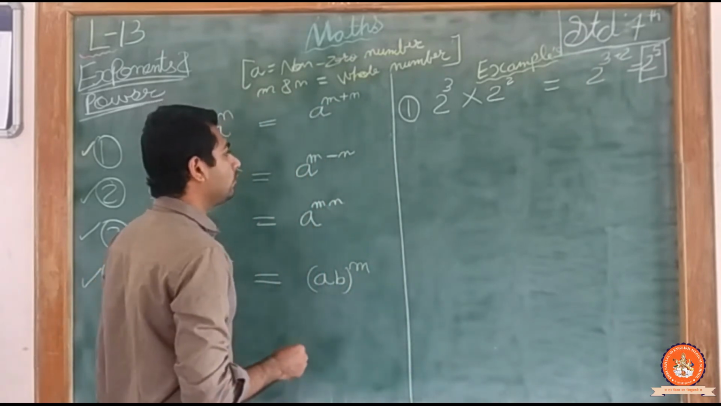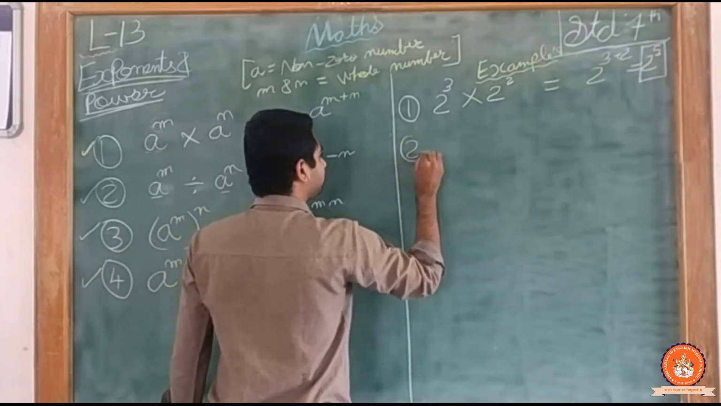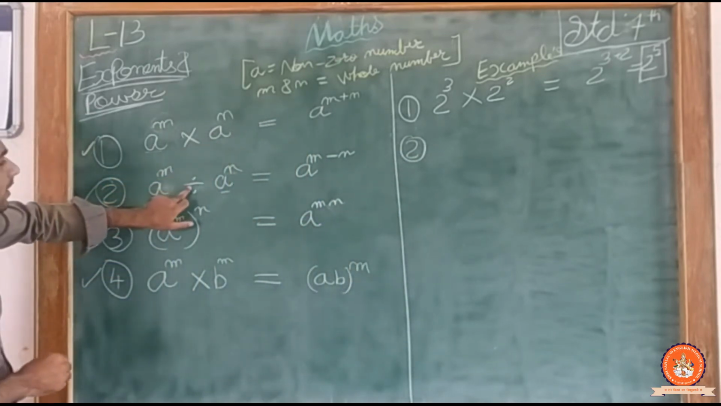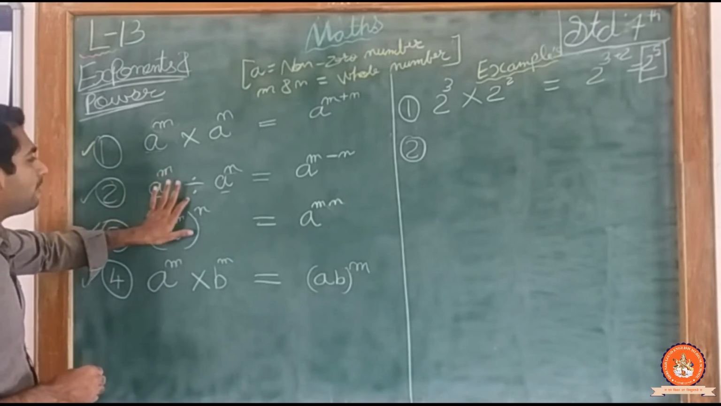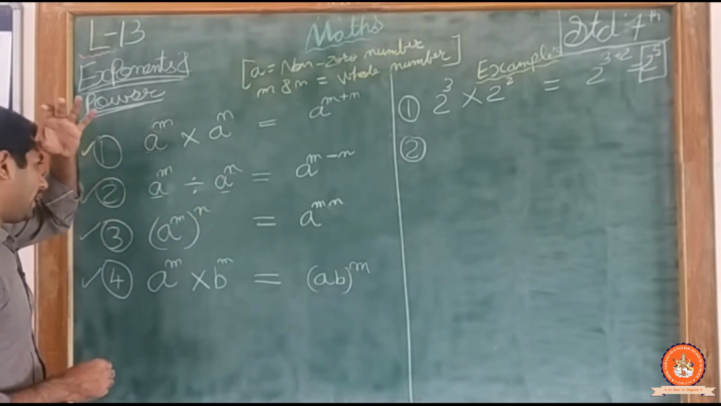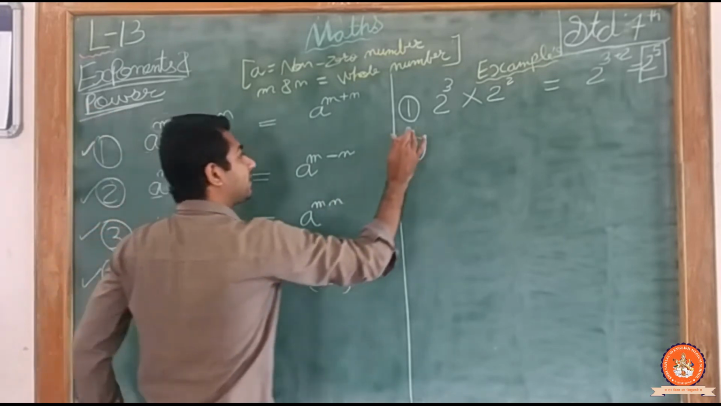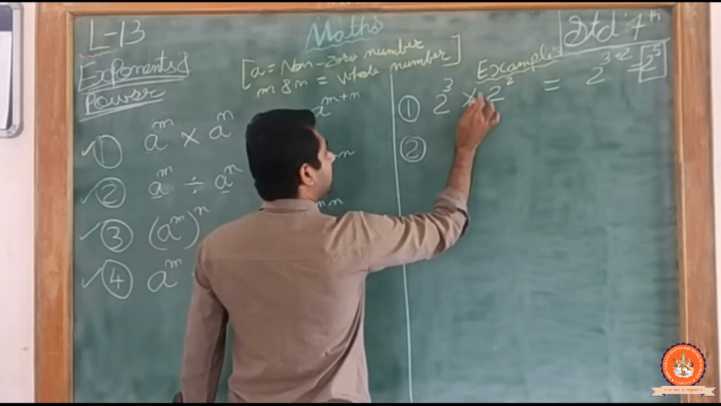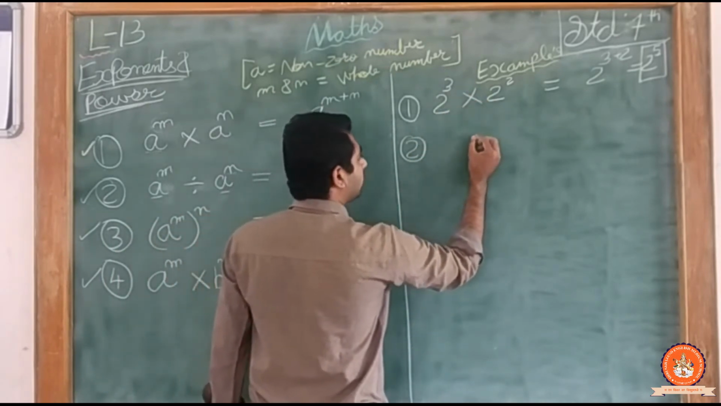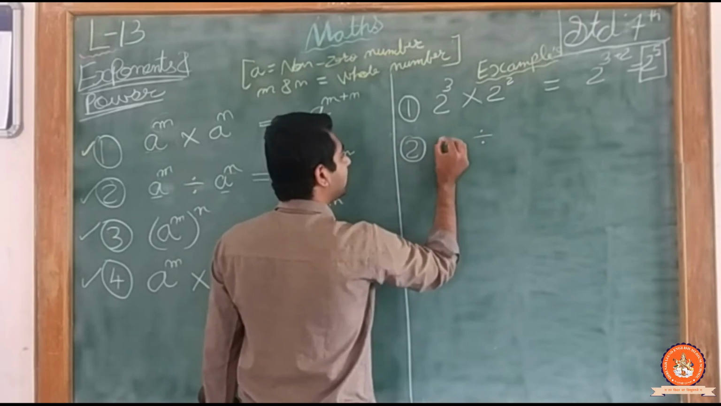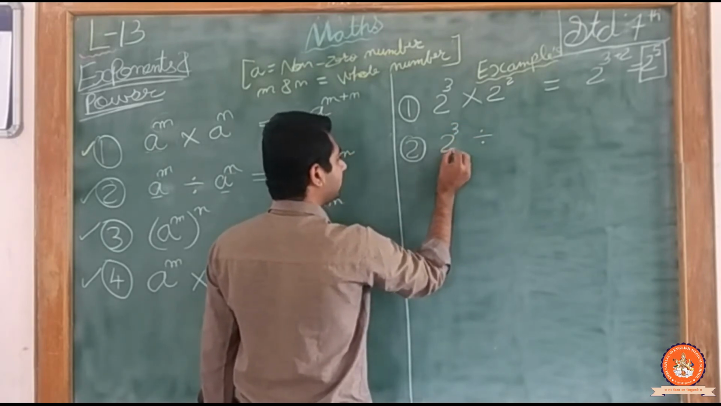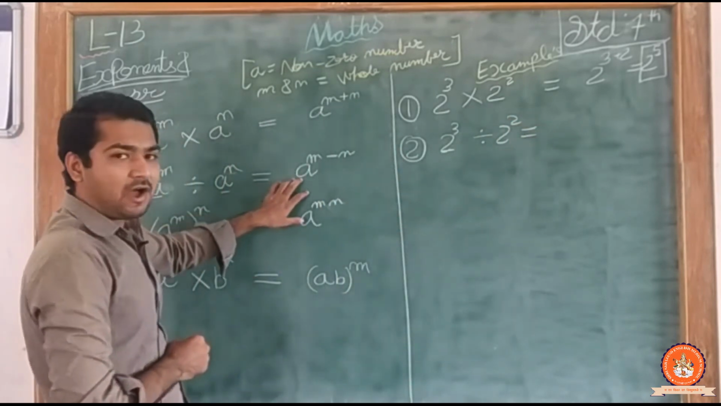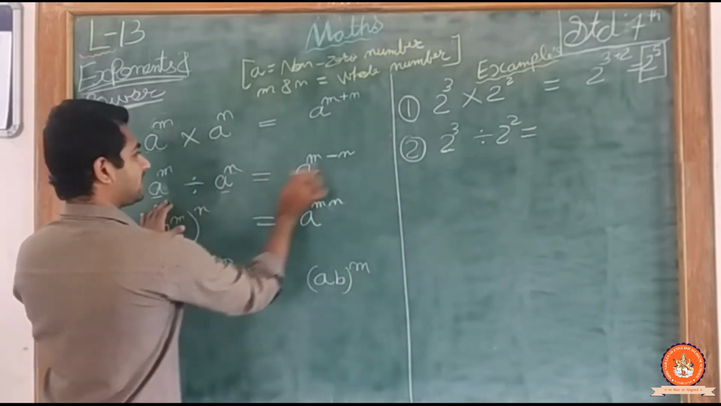Now coming on to the second formula example. The second formula is a raised to m divided by a raised to n. Now I am taking the numbers which I took in question number 1 only. Here was a multiplication sign, in question number 2 it becomes a divide sign. I am taking this example only. Now see how it becomes exponential form. This is my same question.